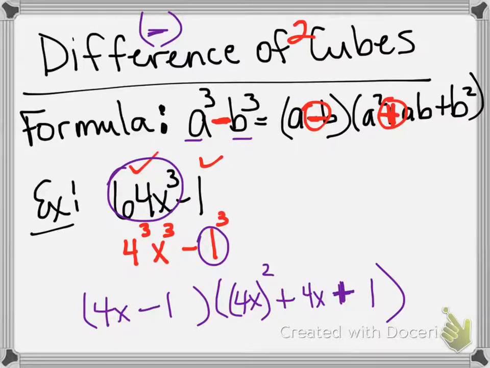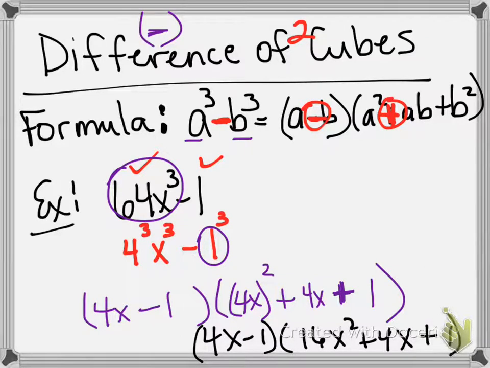So if I finish this completely simplified, I'm going to have 4x minus 1 times 16x squared plus 4x plus 1. 4x in parentheses squared is 16x squared. And in case you're wondering, for those of you that do wonder these things, this little trinomial that we're left with is not ever factorable. So once we get to this format, we are completely finished. That's factored.